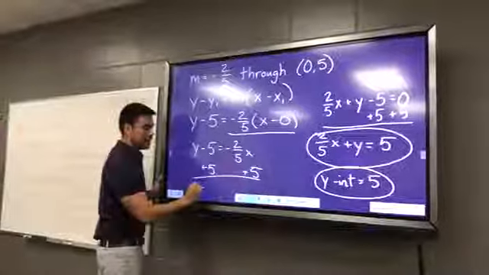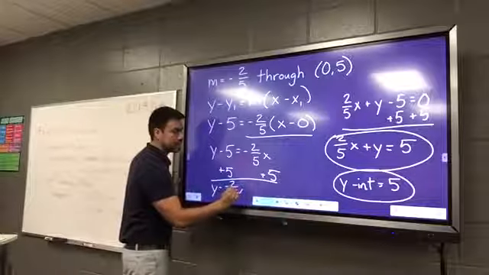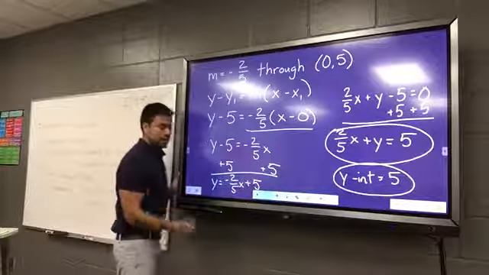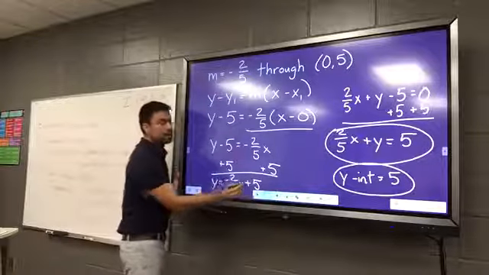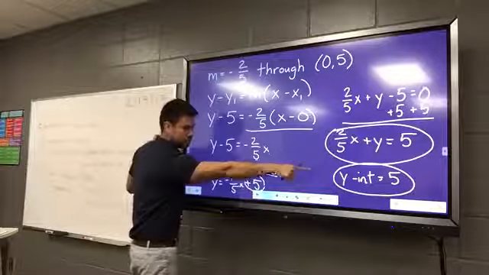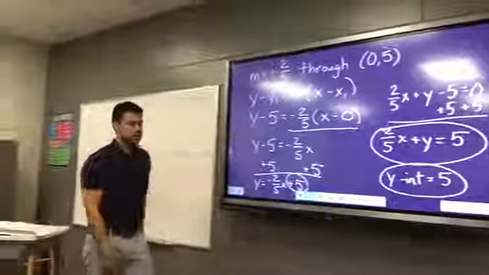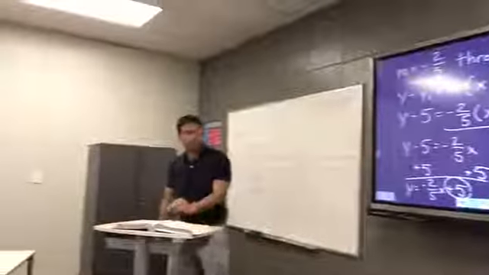And I get y equals negative 2/5 x plus 5. Is this slope-intercept form? This would have been my y-intercept, which we said it was, and then I could add 2/5 x to both sides. Okay, let's move on.